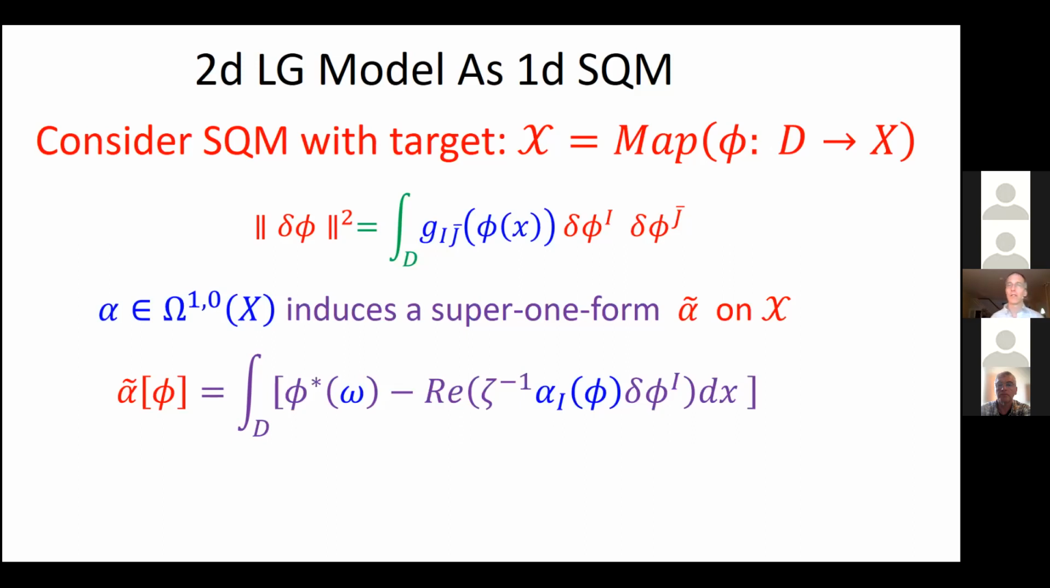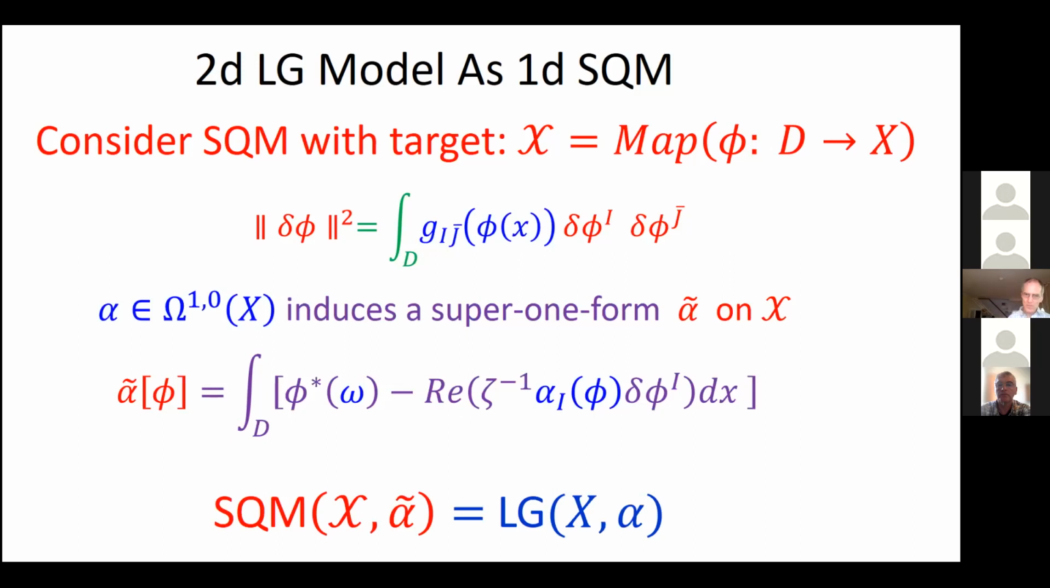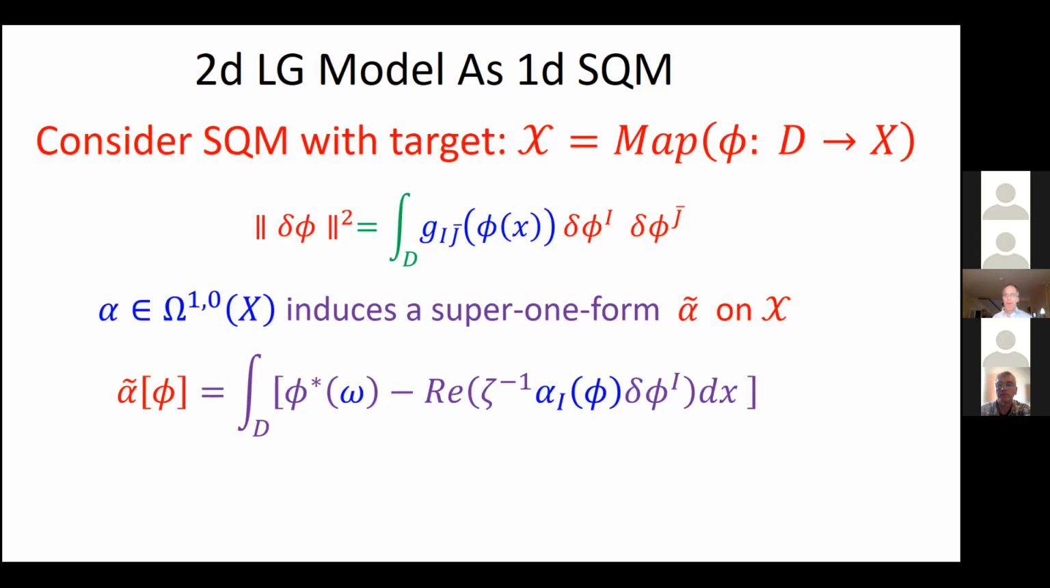Was there a question? No, it was a question about zeta. So it's not just one form, it's a family. Indeed, yes. There will be wall crossing in zeta, absolutely. That's correct. So zeta is a parameter which will play an important role later. Do you assume that zeros are simple, like Morse?